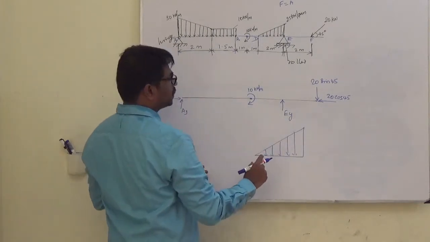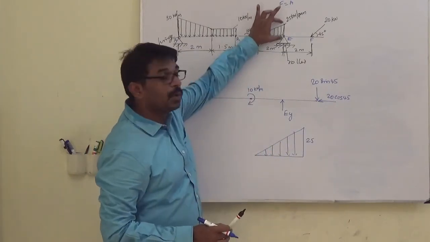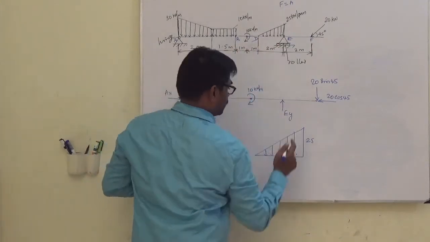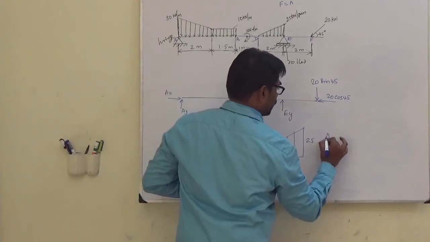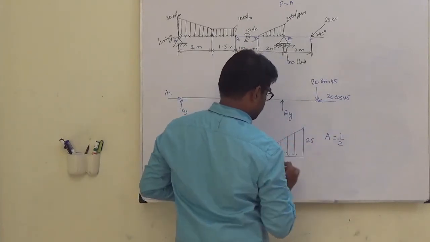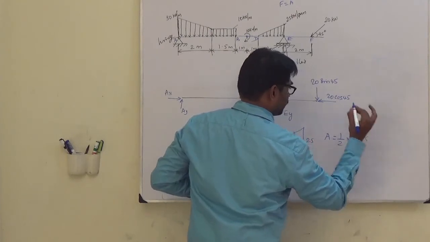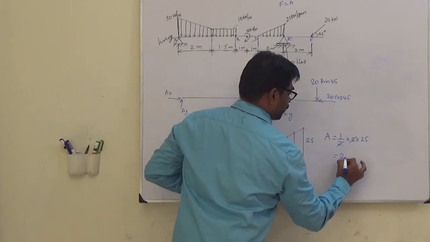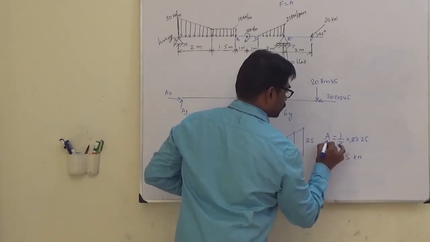The area is, this side it is 25. The height is the load. Okay, and this length is 2 meter. Right? So the area is of a triangle, half into 2 into 25. So 2 gets cancelled, and 25 kilonewton is the force.